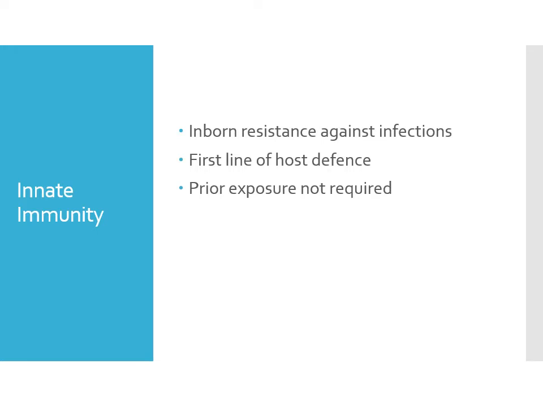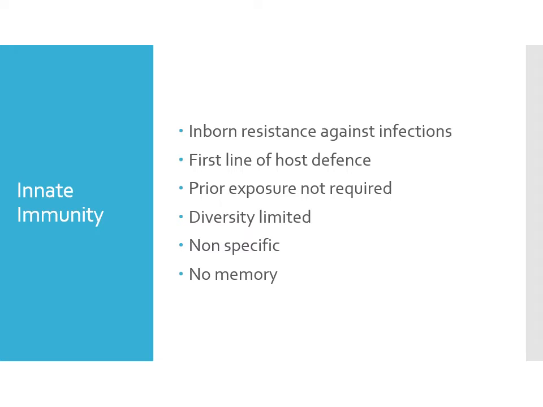It is the first line of host defense, and for innate immunity you don't need any prior exposure. That is, your immune system is ready to act immediately, in seconds or minutes. The diversity is limited. That means innate immunity works on only a few types of antigens, so the diversity is not as broad as compared to acquired immunity.